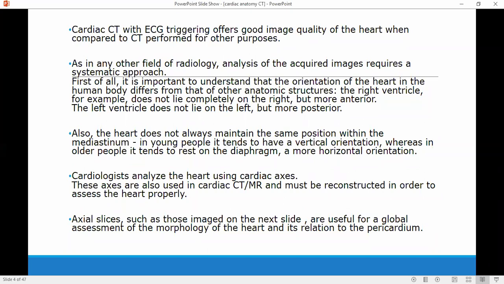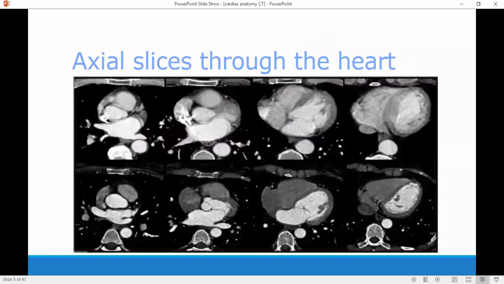Axial slices, such as those imaged on the next slide, are useful for a global assessment of the morphology of the heart and its relation to the pericardium. These are the axial slices through the heart. Short axis, aortic valve, left atrium, RVOT, and this is the right atrial appendage. We will discuss them in other reviews, in other slides.